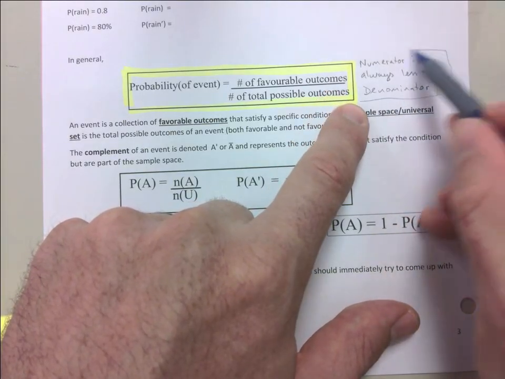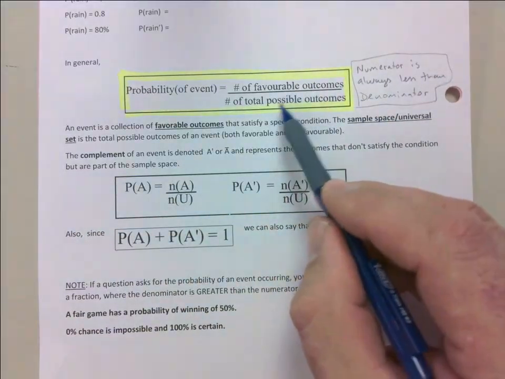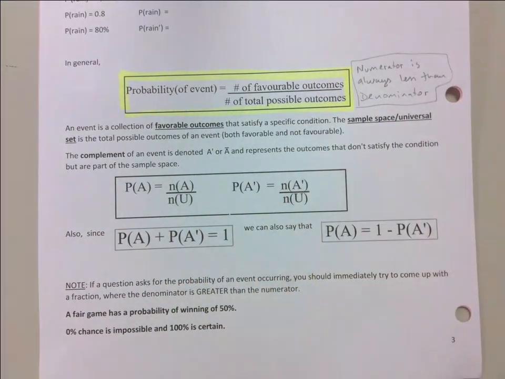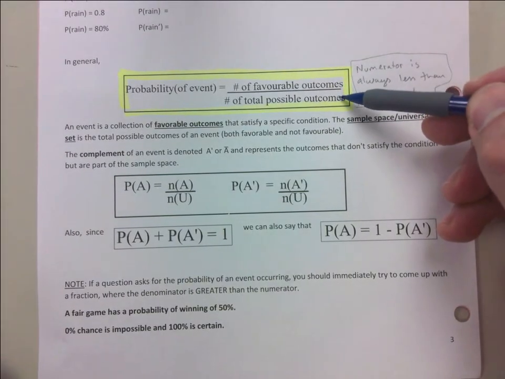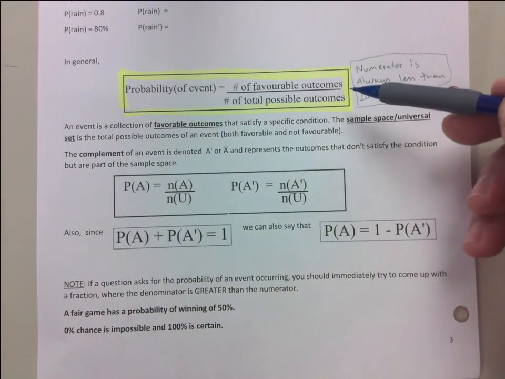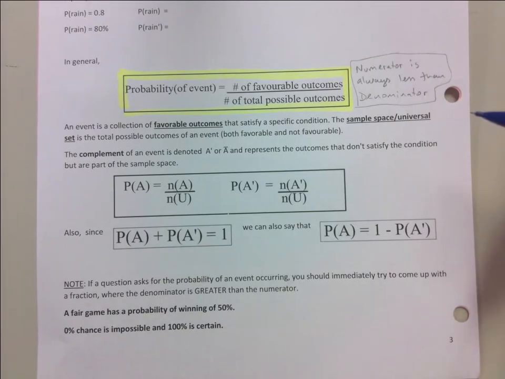If you have it the other way around, if you do the math and the bottom is smaller than the top, you have a problem. It's impossible to do that. Okay, and in probability, you could have the top and bottom the same. That would be a 100% chance of something occurring, but it's very rare.